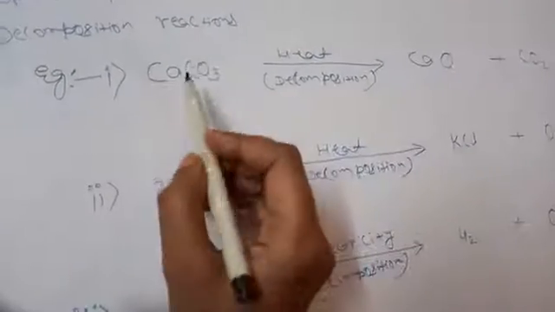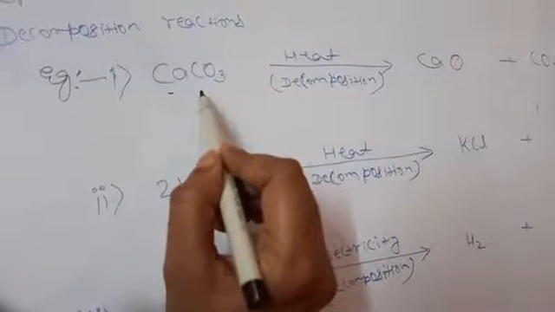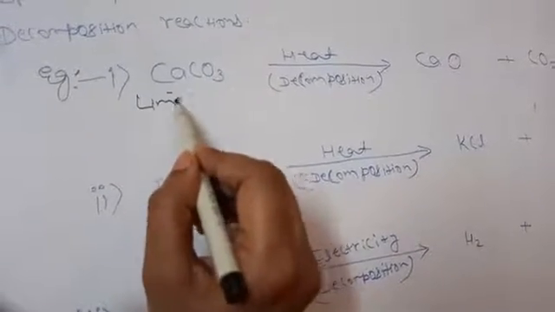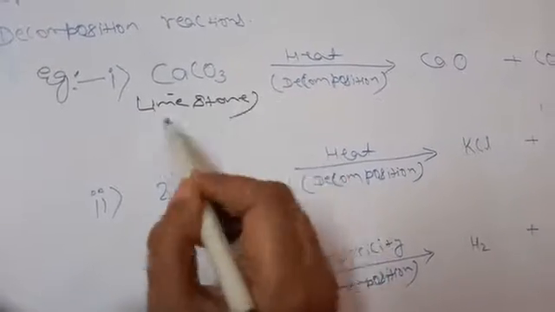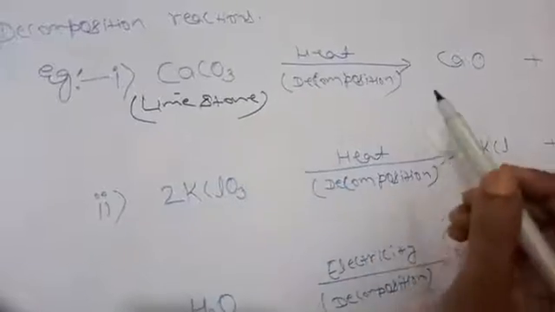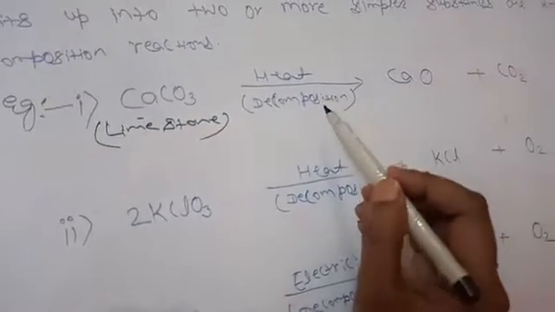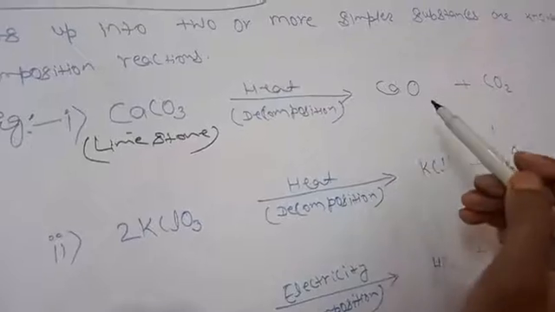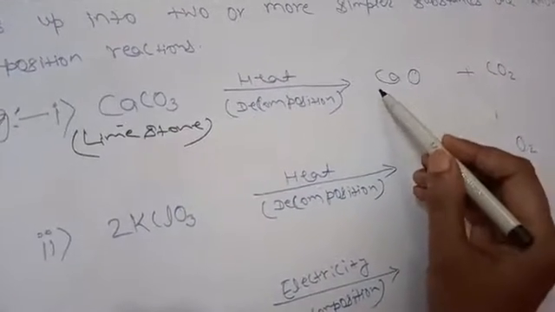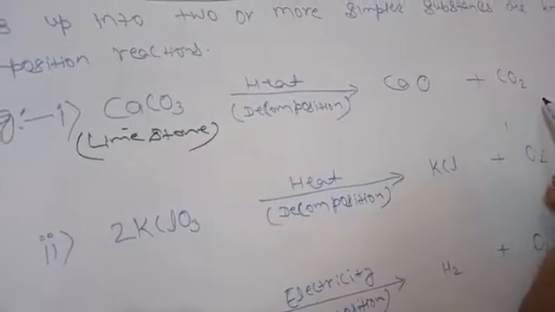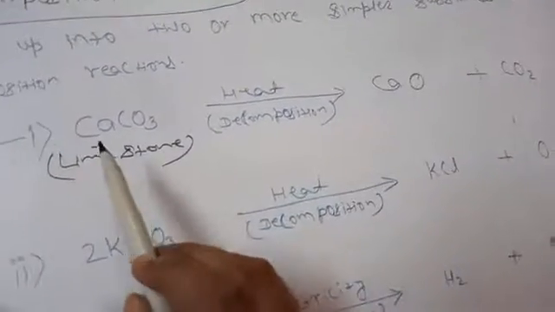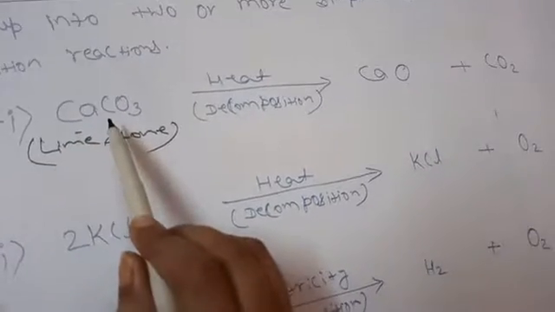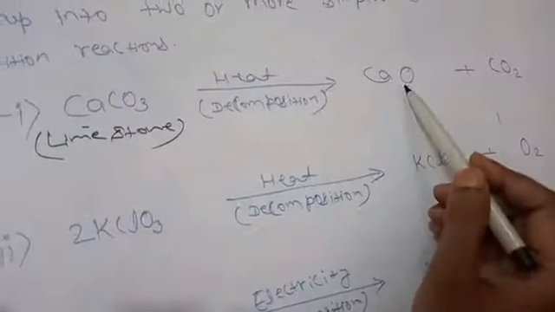Here I am giving you the first example. Your compound here is calcium carbonate, which you can say is limestone, and after giving heat, decomposition will happen and it will decompose into calcium oxide and carbon dioxide. Now, to balance the equation, you can see in the LHS one atom of calcium is present, and here it is also one atom of calcium present.